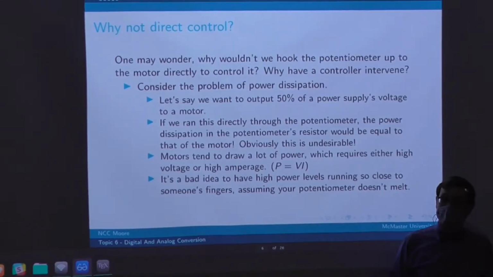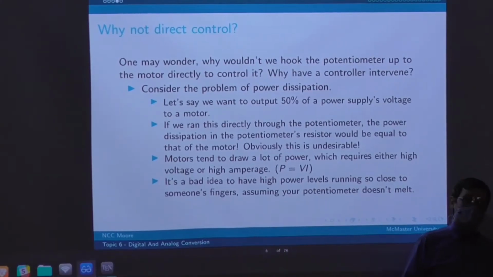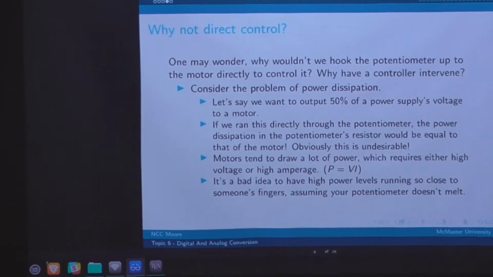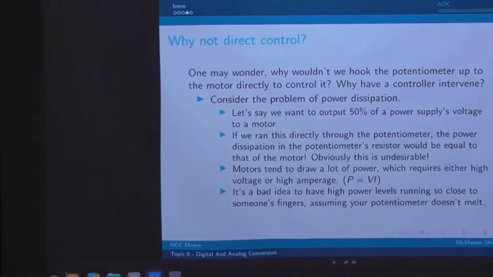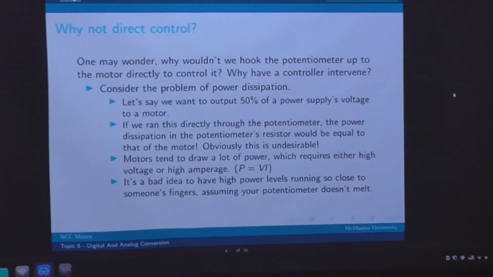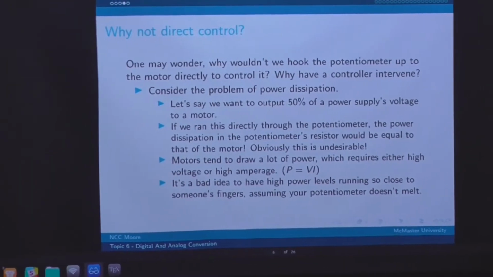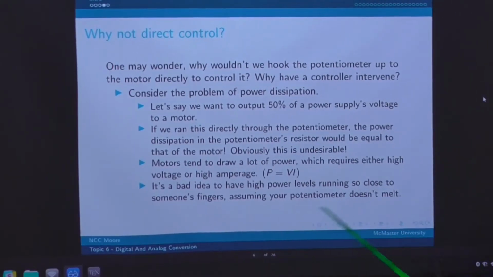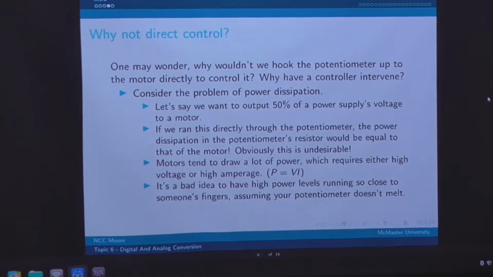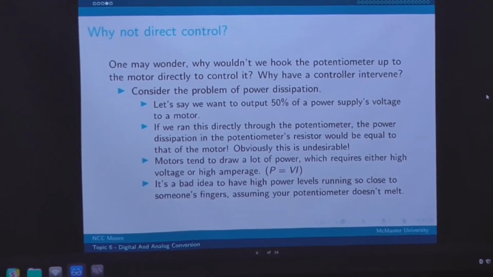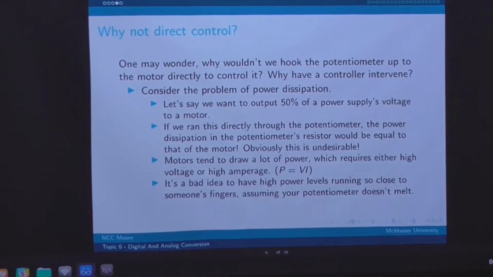So it's also a power dissipation problem, right? If you have two objects, one of them you're using to consume, say, 50% of the voltage, and the other is the motor, which is consuming the rest of the voltage. The resistor is dissipating as much power as the motor is. What do resistors do when they dissipate power? They heat up. Very correct.